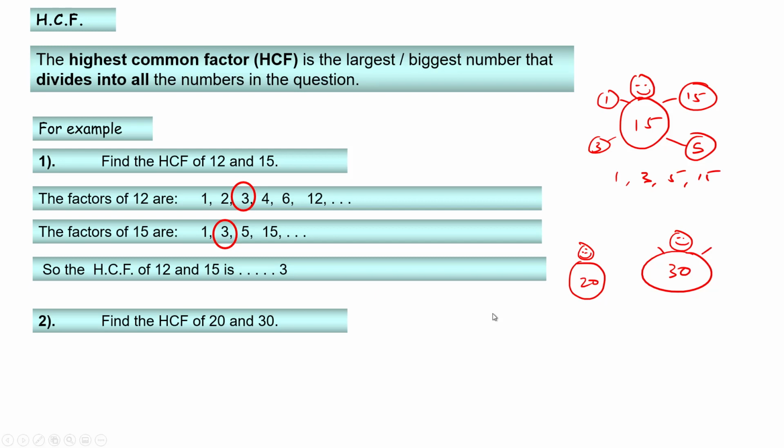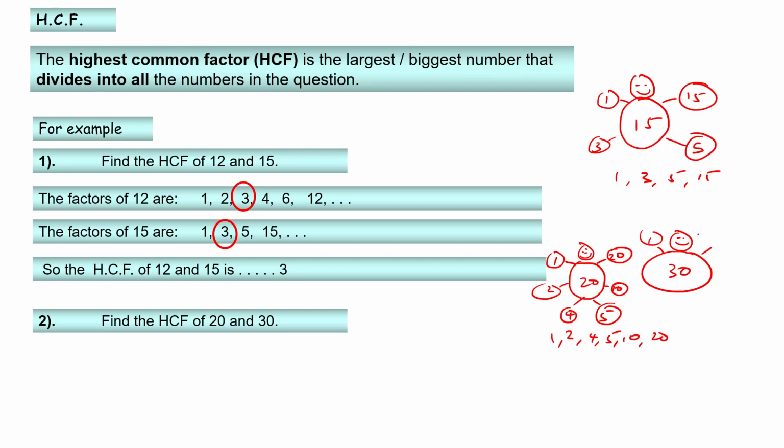Okay, so we've got our 20. Let's look for the factors of 20. 1 always goes 20 times. 2 goes, it's an even number, 10 times. 3 doesn't go, but 4 does, 5 times. So we've got 1, 2, 4, 5, 10 and 20.